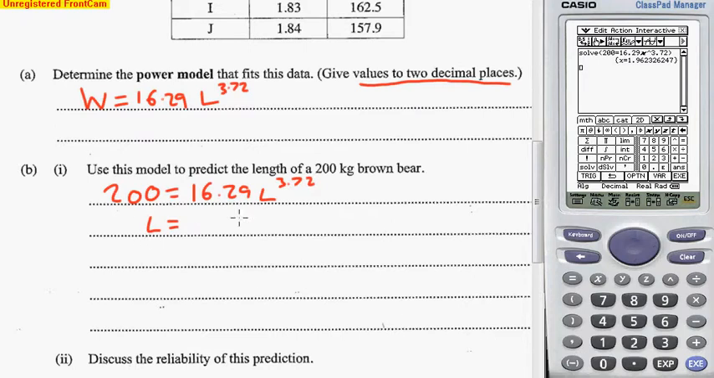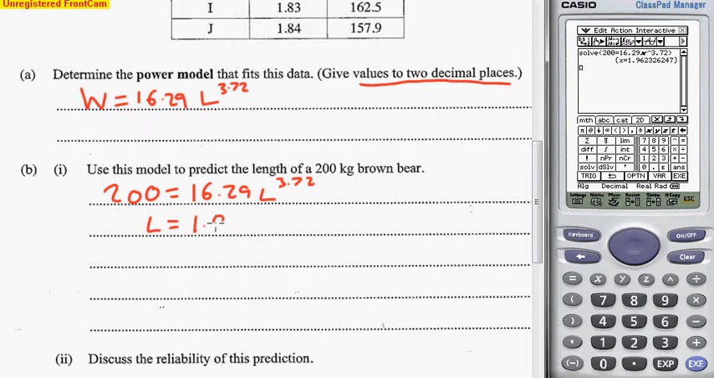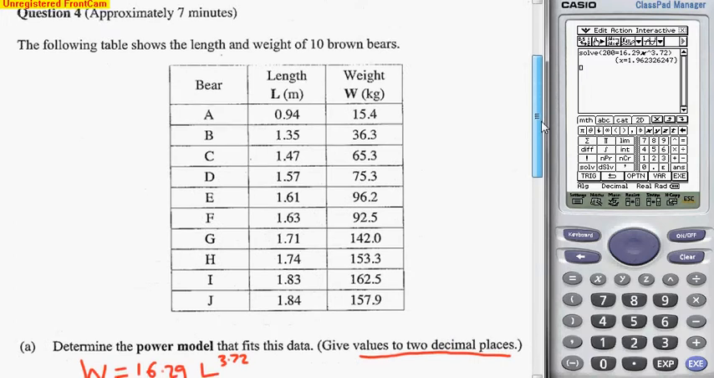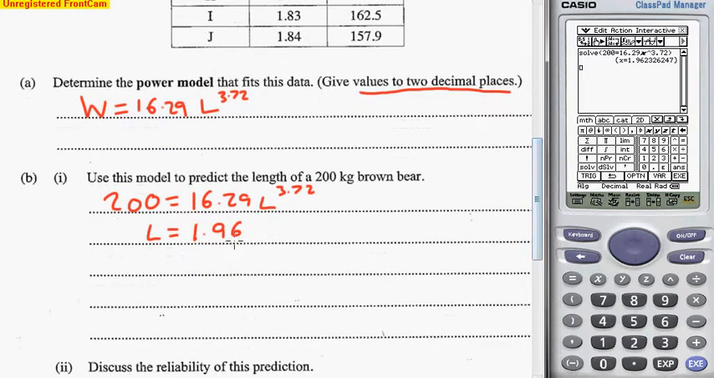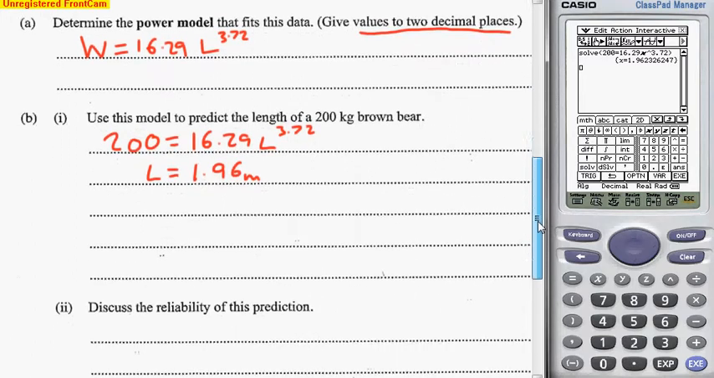To 2 places of decimals, look to the third place, which is a 2, so I don't change anything. So x will be 1.96, or L is 1.96, and the units that go with that are 1.96 meters. And so the length of this 200 kilo bear is 1.96 meters.